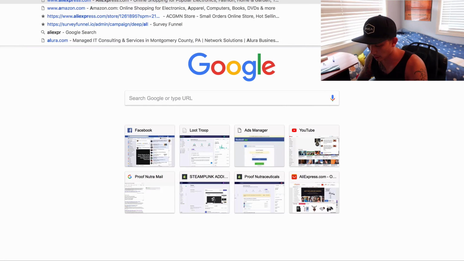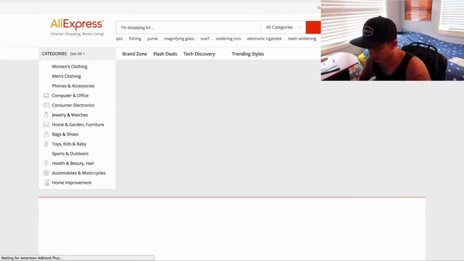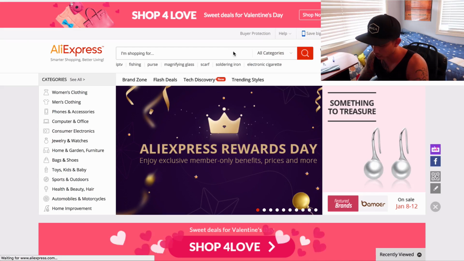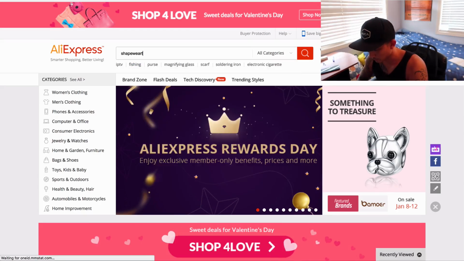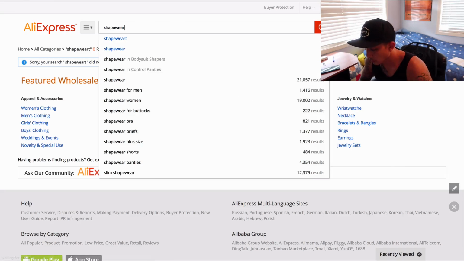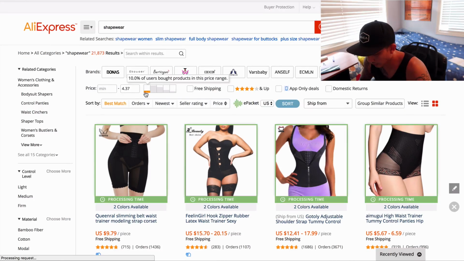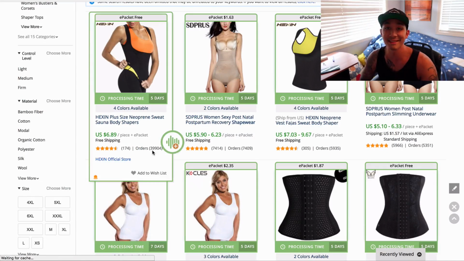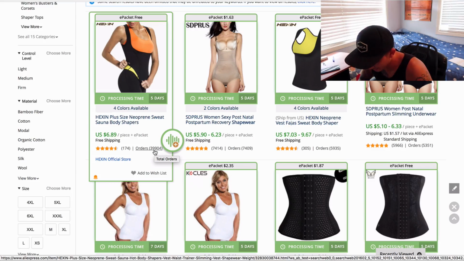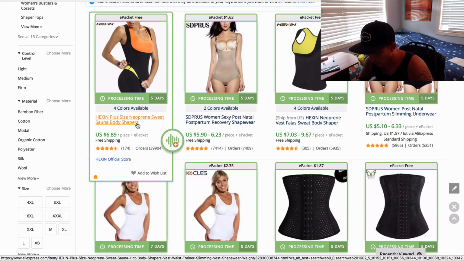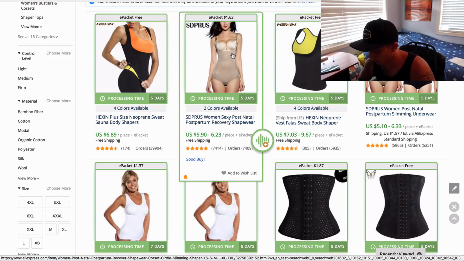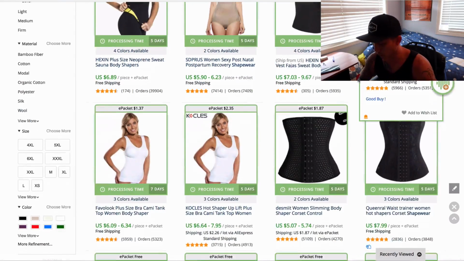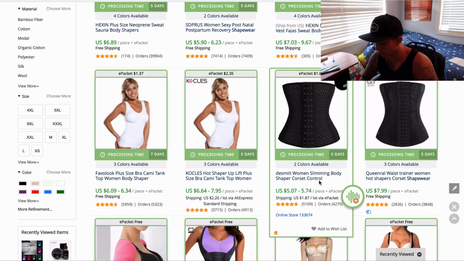Let's just make sure that there are going to be products that we can sell for shapewear. Okay, so let's just type in shapewear here. And let's just sort by order so we can see the sales volume for these type of products. Okay, so you can see that is clearly selling, right? This is a Sweat Sauna Body Shaper, 39,000 sales, or almost 40,000 actually. You got another variation of a shapewear product. Tons of different variations. You got a body slimming corset.